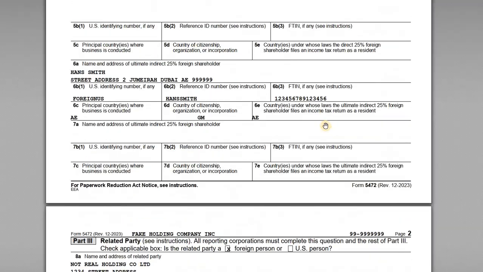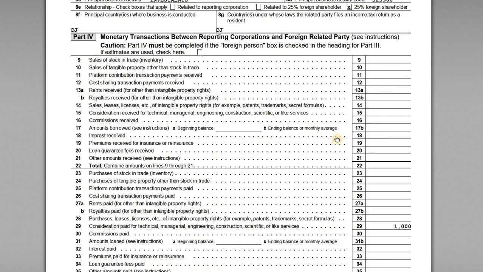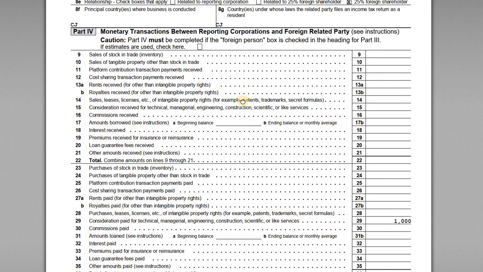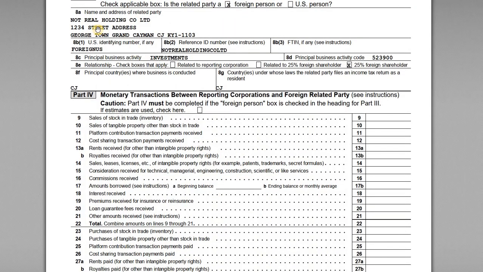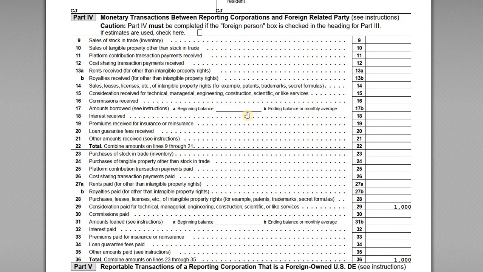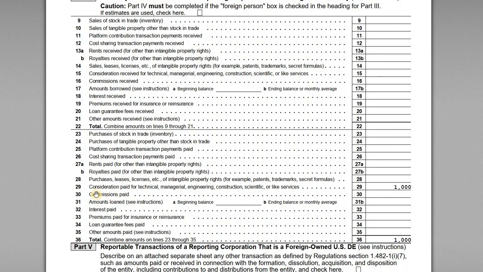Right, so if we have a look at part 4, I'll come back to the page 1 here. This is where we disclose any monetary transactions that happen between the reporting corp and the foreign-related party. The foreign-related party in this case is that Cayman Islands company. So if you have any revenues or expenses that are going back and forth between the U.S. corporation and the foreign owner, those should be disclosed here. So we have on line 29 that the U.S.